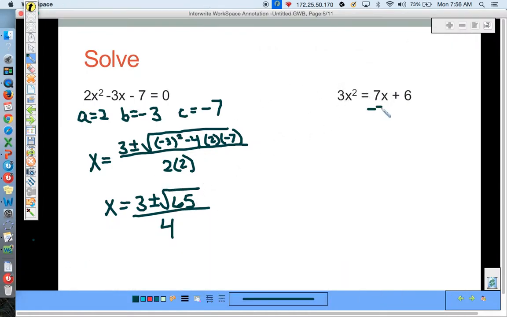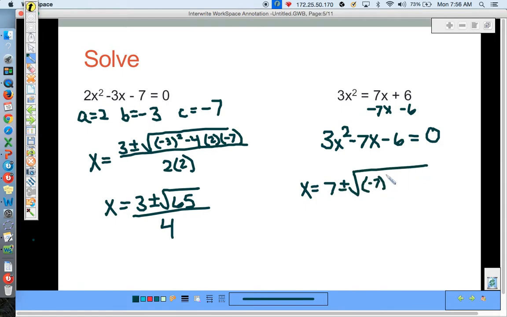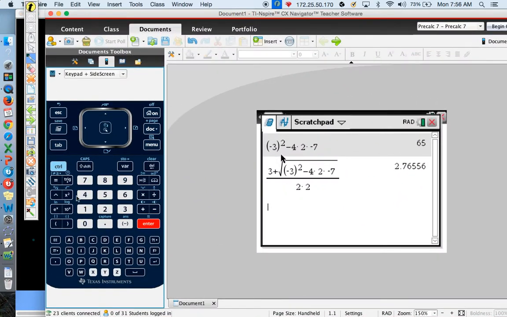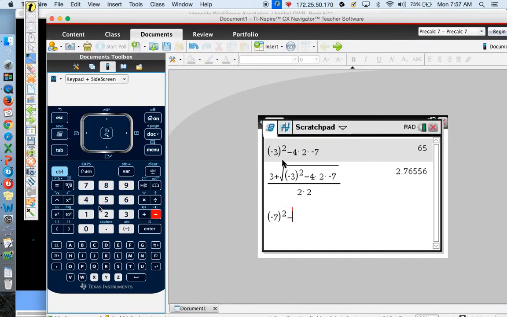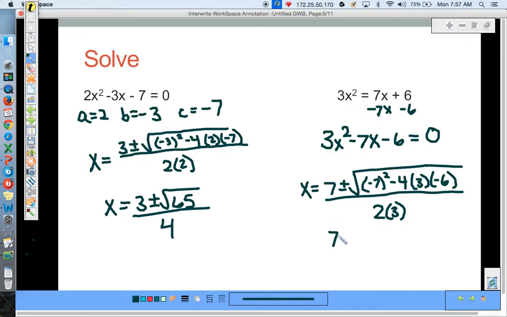So this next one, we have to set equal to 0 first. And again, I usually leave the a value positive. So we have x equals the opposite of b plus or minus the square root of b squared minus 4 times 3 times negative 6 all over 2 times 3. So again, I'm going to plug in what's underneath that square root symbol first. So negative 7 squared, b squared, minus 4 times 3 times negative 6. And we have 121.